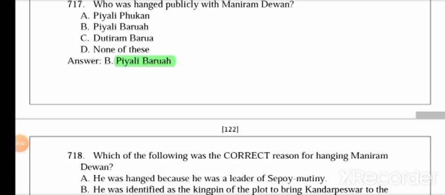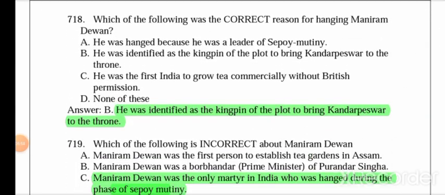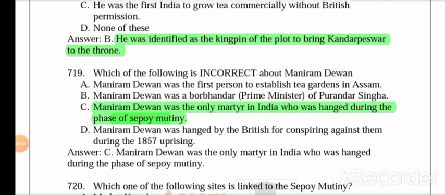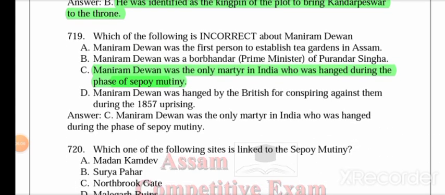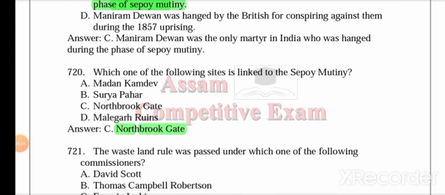Who was hanged publicly with Maniram Diwan? It was Piali Borwa. And we need to find the correct ones about Maniram Diwan. He was identified as the kingpin of the plot to bring Kanda Peshwa to the throne. Incorrect one is C; A, B, D will be correct. Maniram Diwan was the first person to establish tea garden in Assam. We have already read that he was a Borbhandar or prime minister to Purandar Singha, and was hanged by the British for conspiring against them during the 1857 uprising.